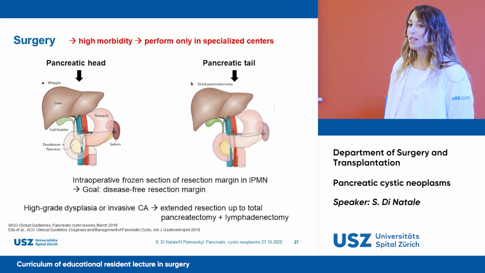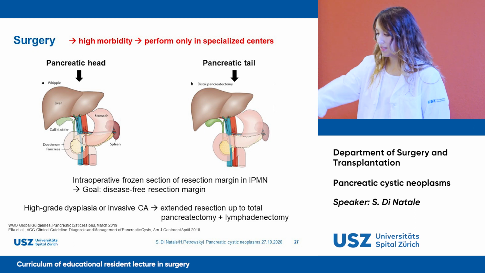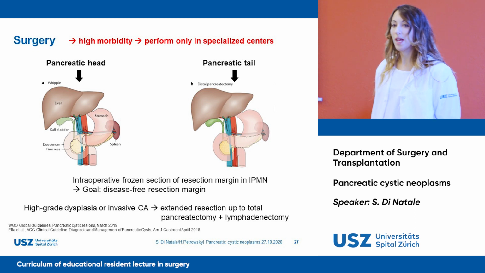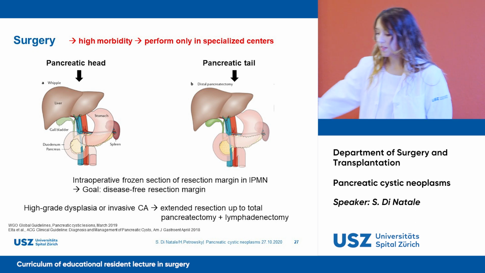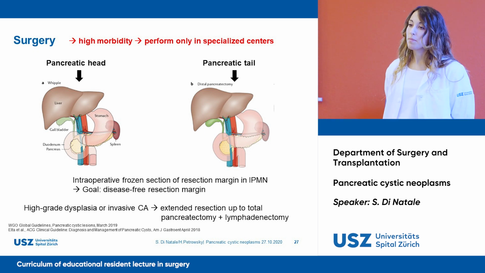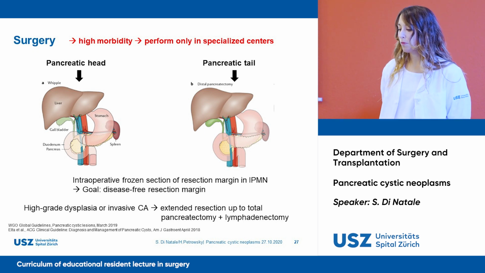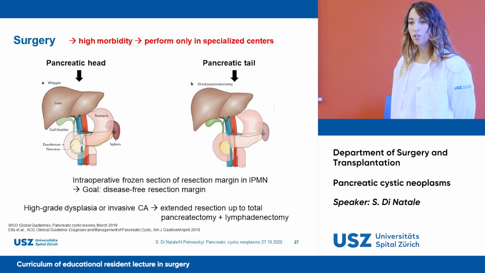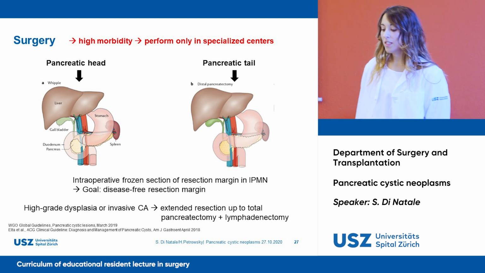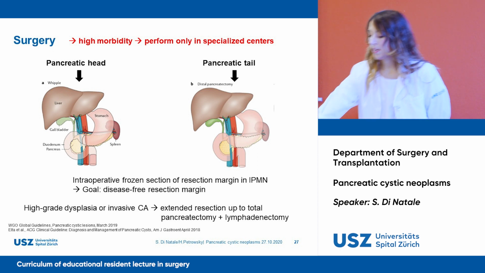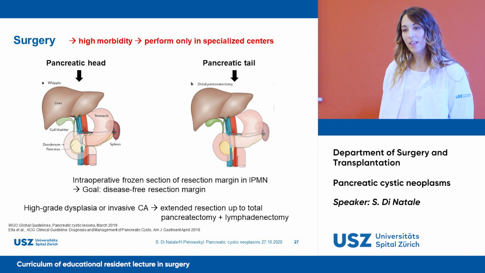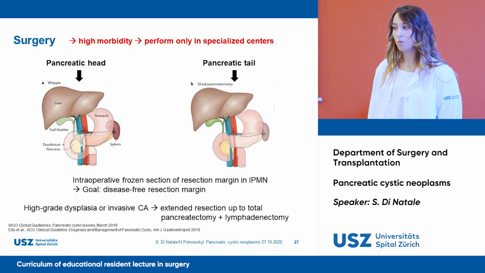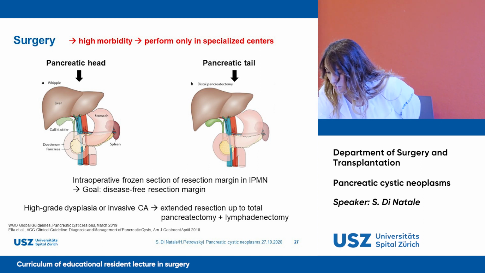What kind of surgery is now recommended in pancreatic cystic neoplasms? If the lesion is located in the pancreatic head, a Whipple pancreaticoduodenectomy is recommended. If the lesion is located in the pancreatic tail, a distal pancreatectomy with splenectomy should be performed. Now, in IPMNs, an intraoperative frozen section of the resection margin is recommended to ensure a disease-free resection margin. In case of high-grade dysplasia or invasive carcinoma, an extended resection up to total pancreatectomy and lymphadenectomy should be performed.